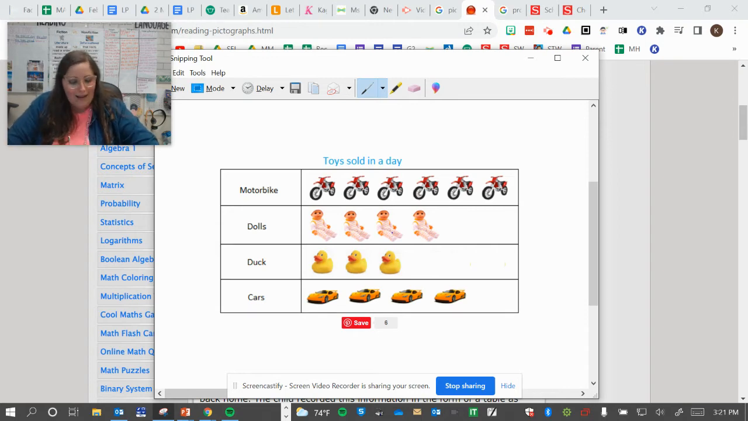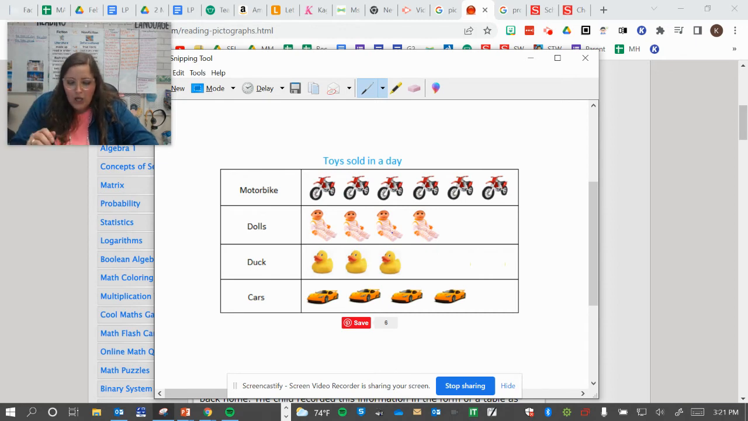Another question that they might ask, that was on my beautiful journal entry that's now gone, was how many people liked dolls? If we look at this, we see that 4 dolls were sold. It was how many dolls were sold. All you have to do is look at the picture graph and count. Again, you've got to look at the key though.